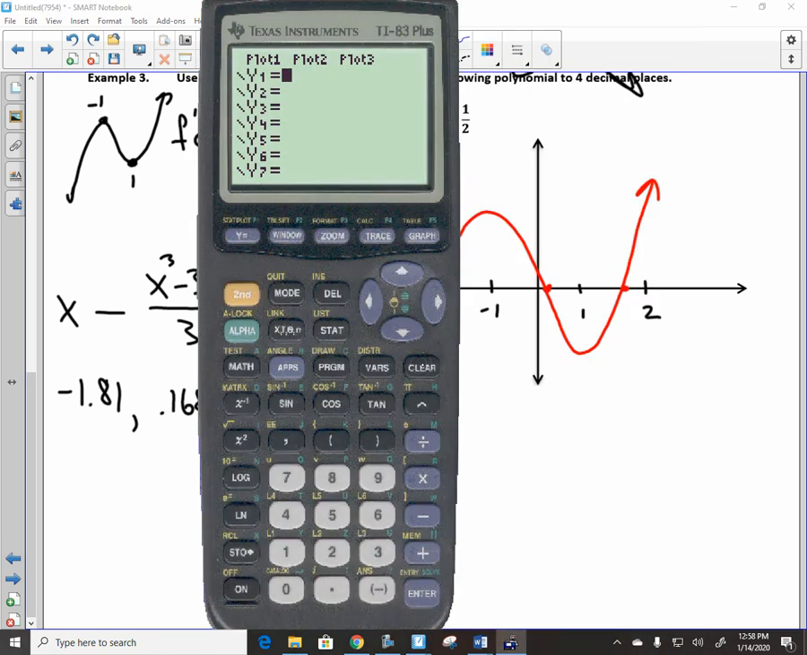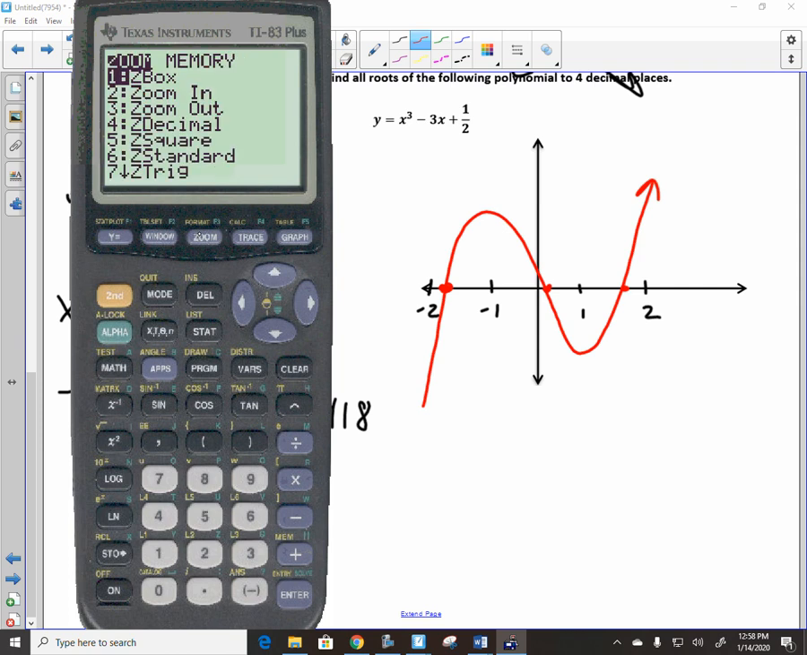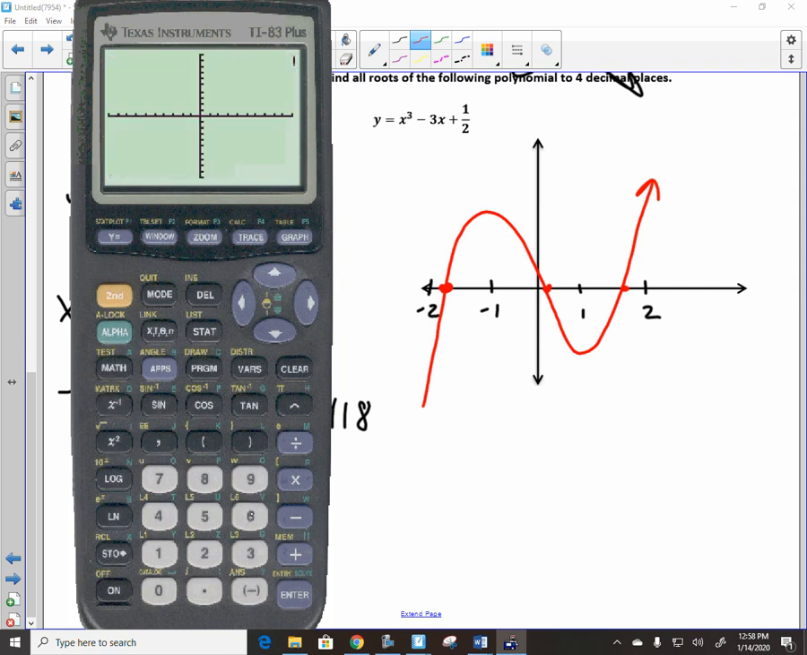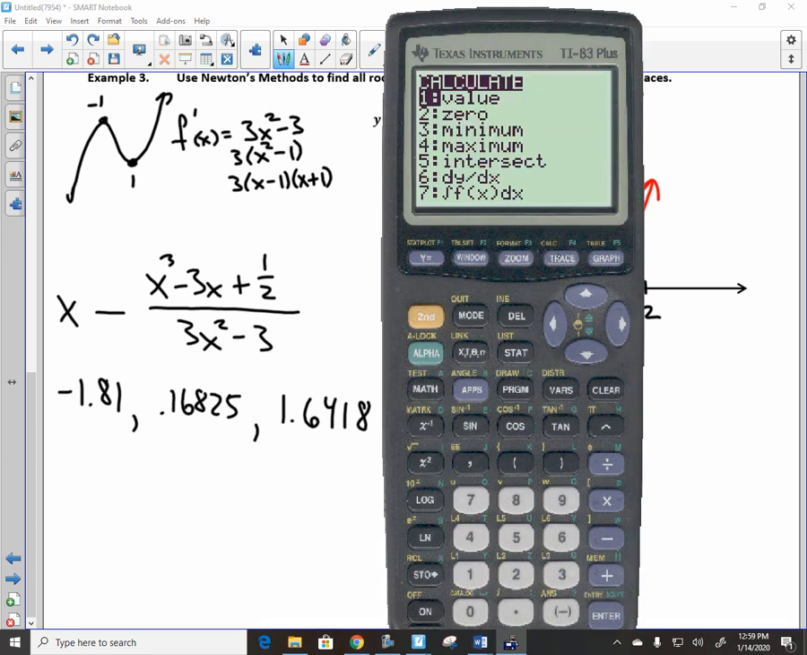I'm going to show you one last piece here that, you don't have to write this down, but hopefully this will now make sense to you. Usually I get a few ahas from this. Look at my graph. Does my graph look like it crosses at negative 1.81, 0.16, and 1.6? Then remember our old way of finding the zero, we would press 2.